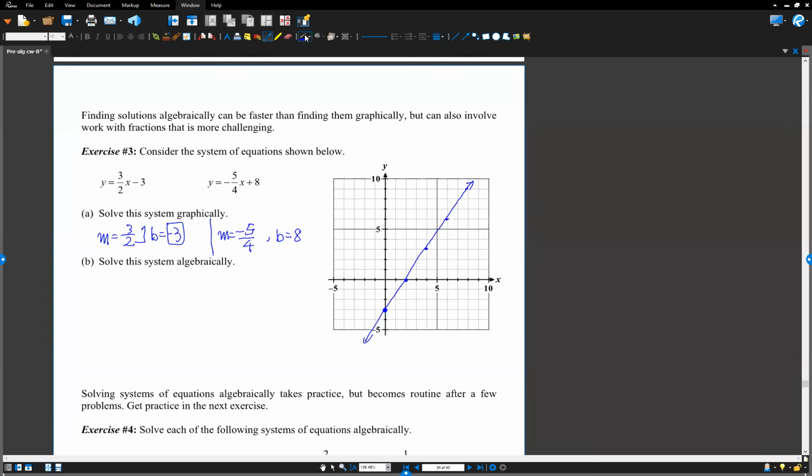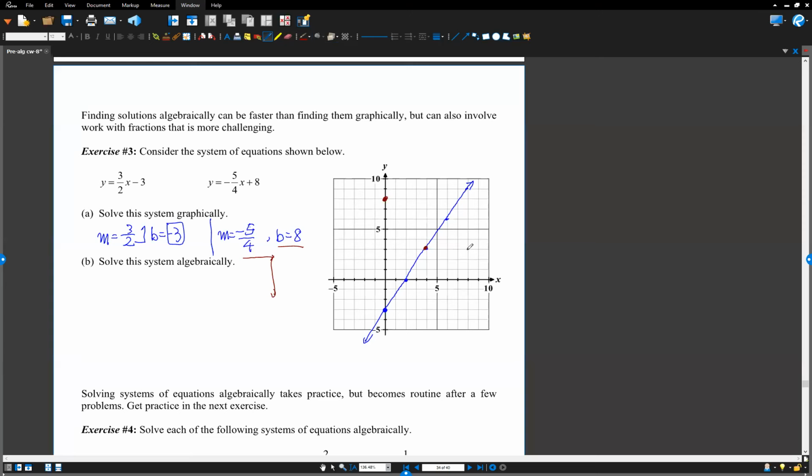Okay, now the other graph. The starting point on the y-axis is 8. This is a negative slope. Right 4, down 5. 1, 2, 3, 4, 5. We already got the intersection right there.